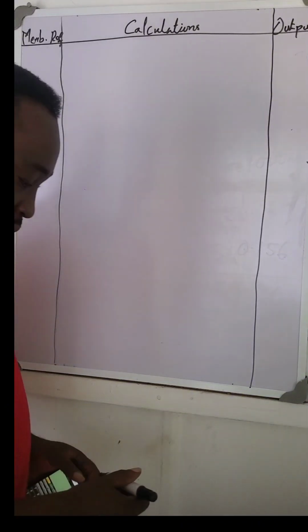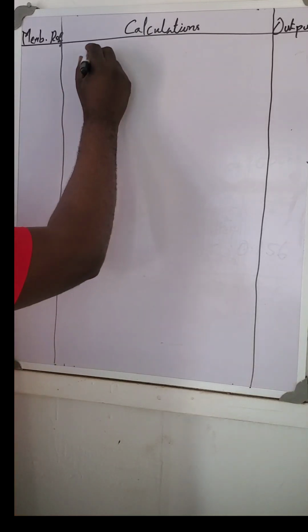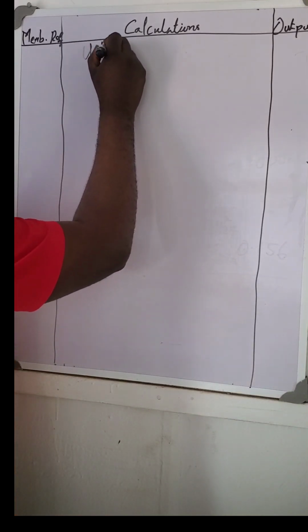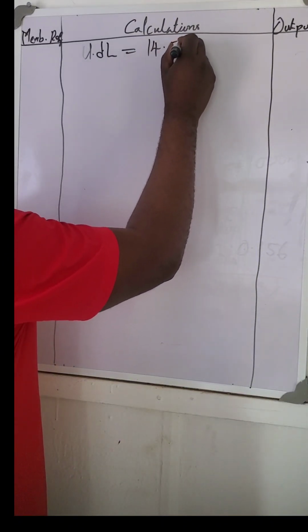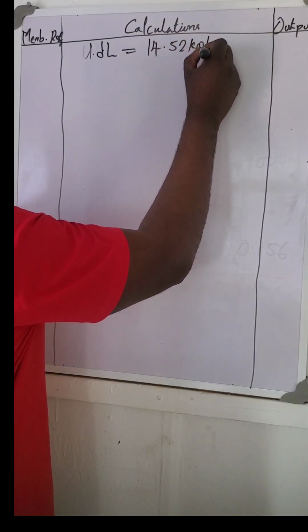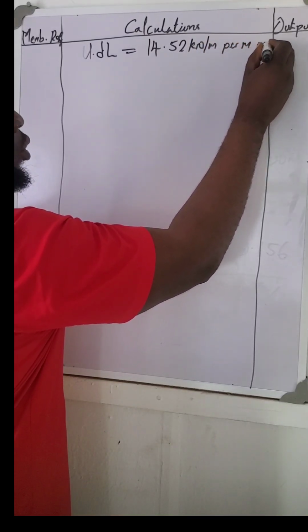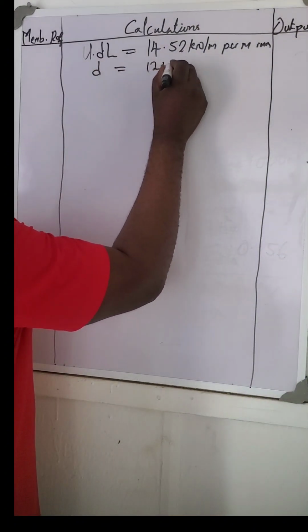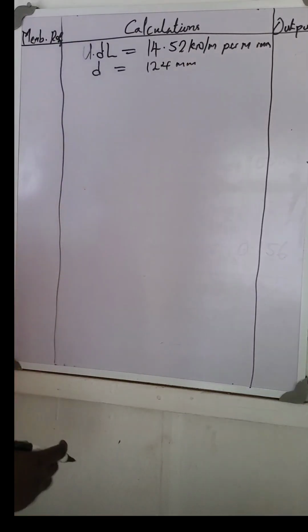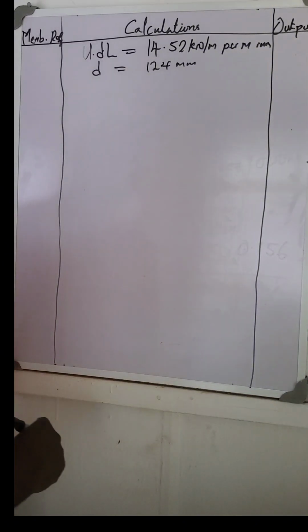In our last class, we were able to get our UDL, ultimate design load, to be 14.52 kilonewton per meter run. All right. Now we have our D was 124 millimeters. So what we need to do now is to get our bending moment coefficient.